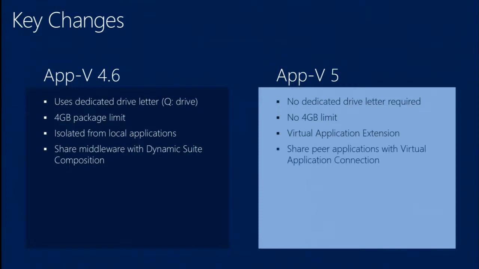Dynamic suite composition versus virtual application connection. The big thing there is that people like the notion of dynamic suite composition, but it was fairly challenging to manage. Connection groups are basically a separate XML document that just lists the packages that go into that virtual environment. The other thing that connection groups support is app to app. You could have 2 apps that you put in the same connection group, whereas in 4.6 it was only apps with middleware or apps with plugins. You couldn't do app to app.